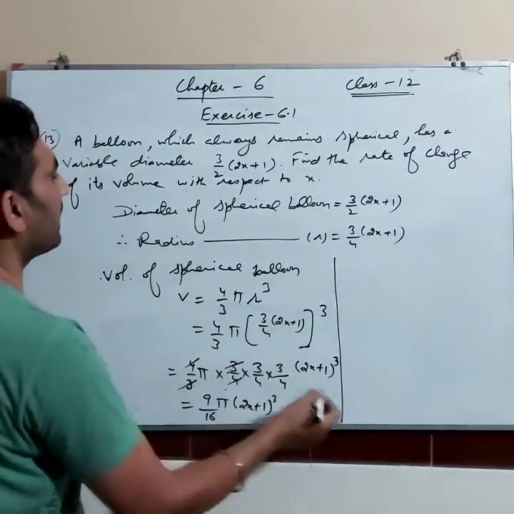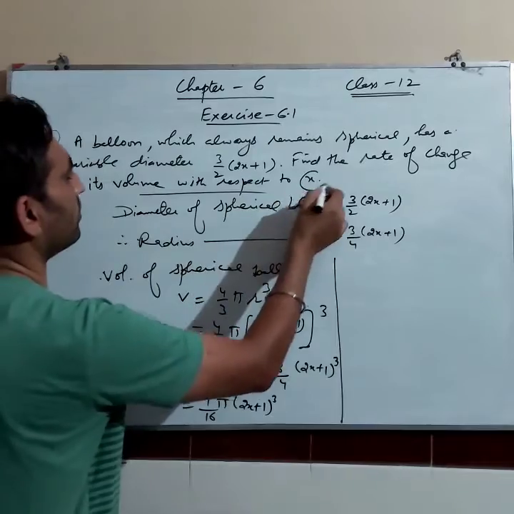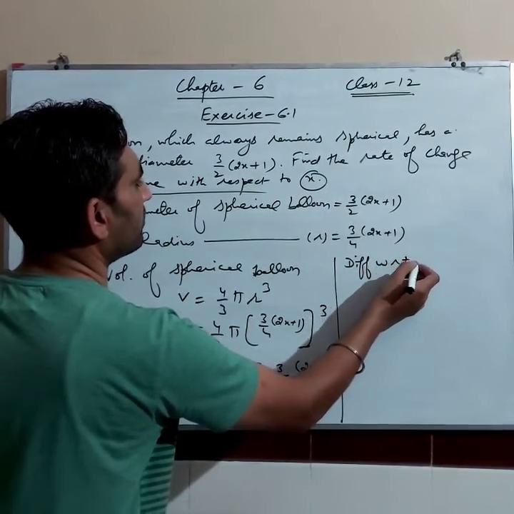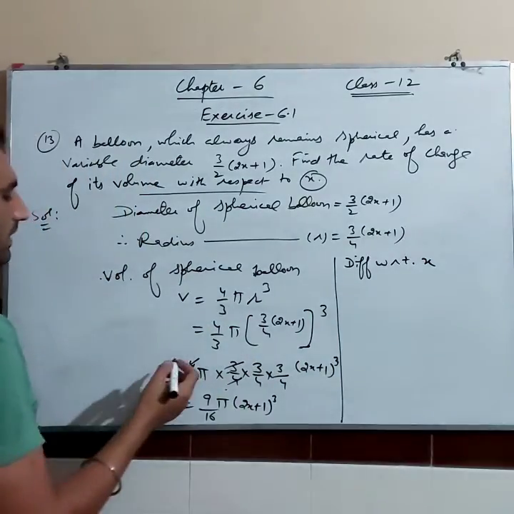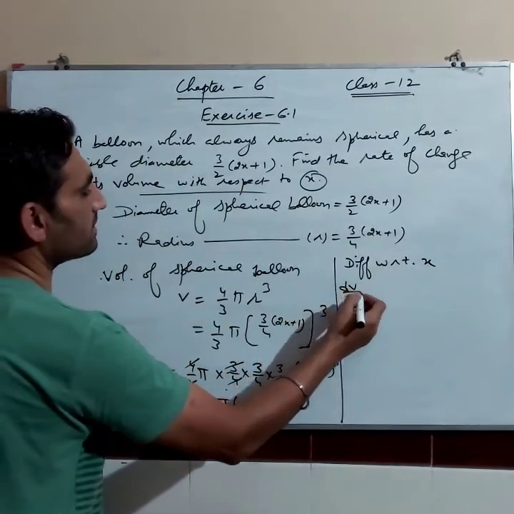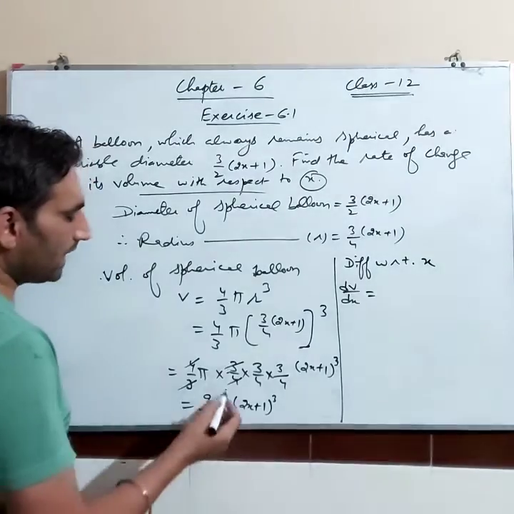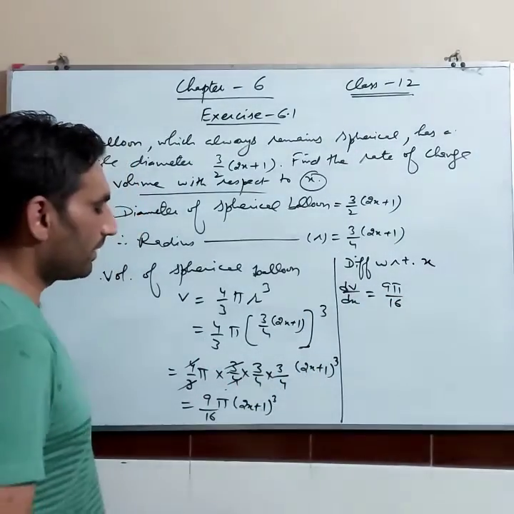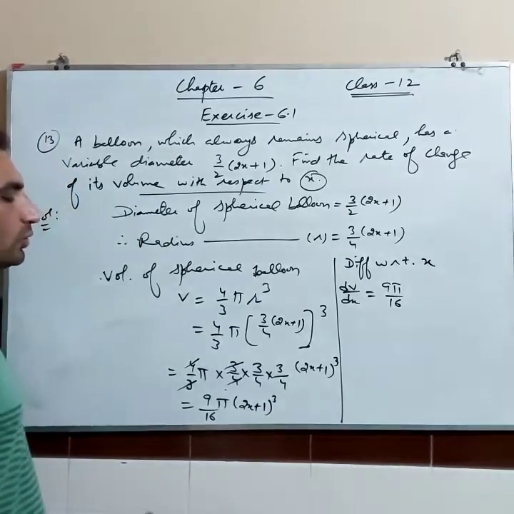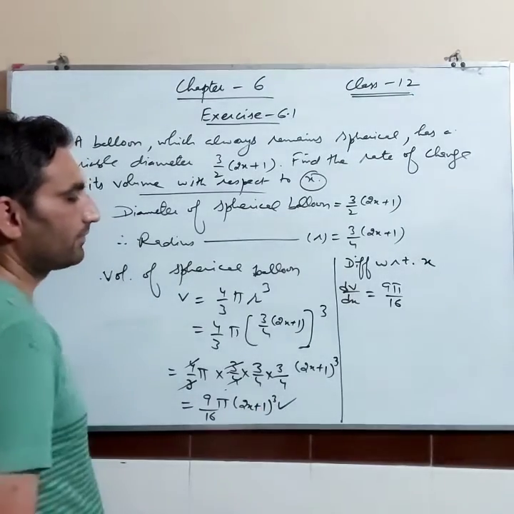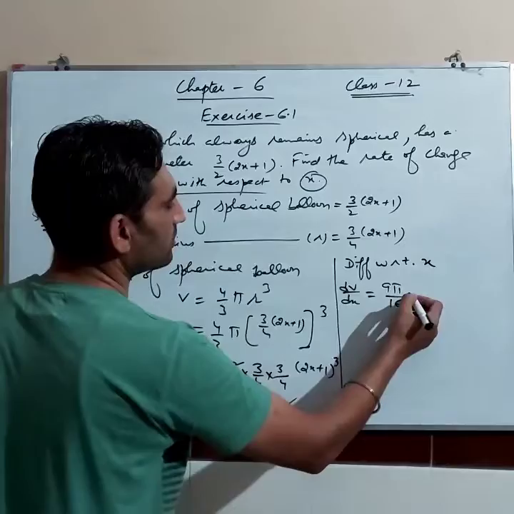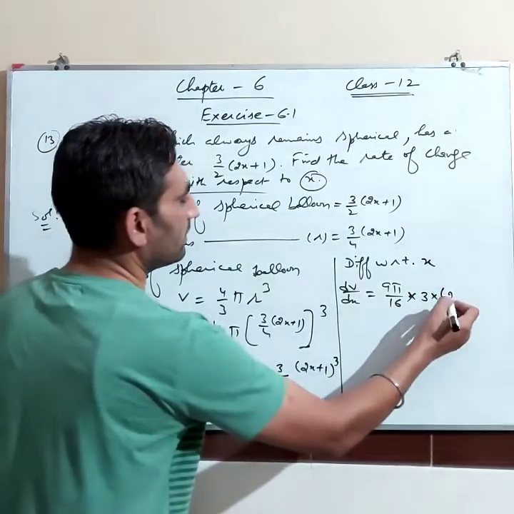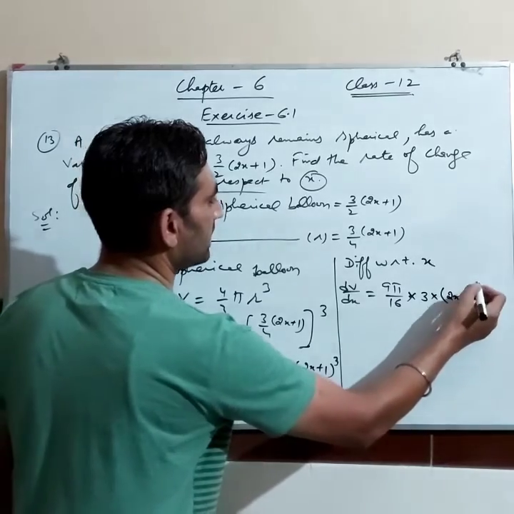But we want to find rate of change of volume with respect to x. So we will write, differentiating with respect to x, it will be dV over dx, and there will not be any effect on 9 pi upon 16. But what is the derivative of (2x plus 1) raised to power 3? 3 will come in front, so we will write 3 into power of (2x plus 1) will be 1 less, that is 2.